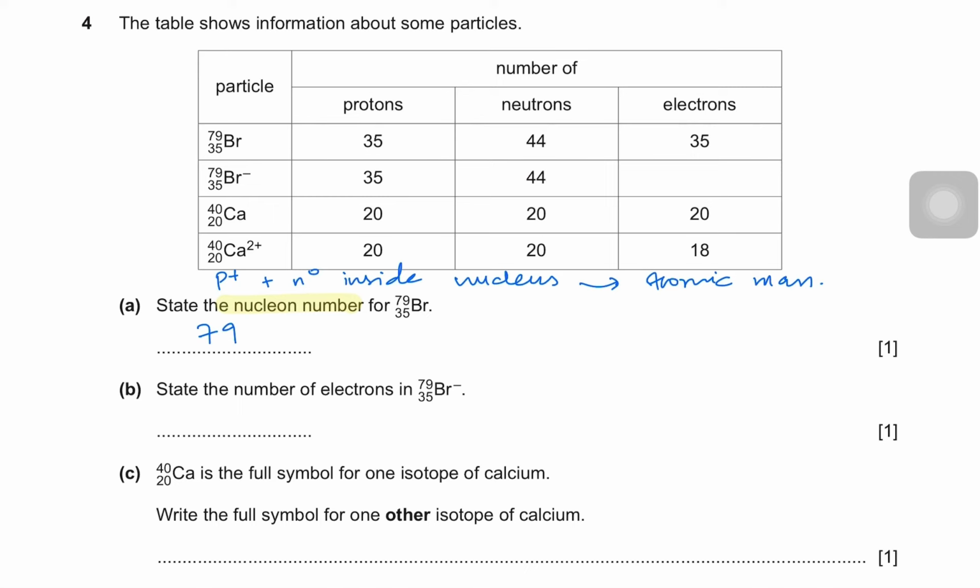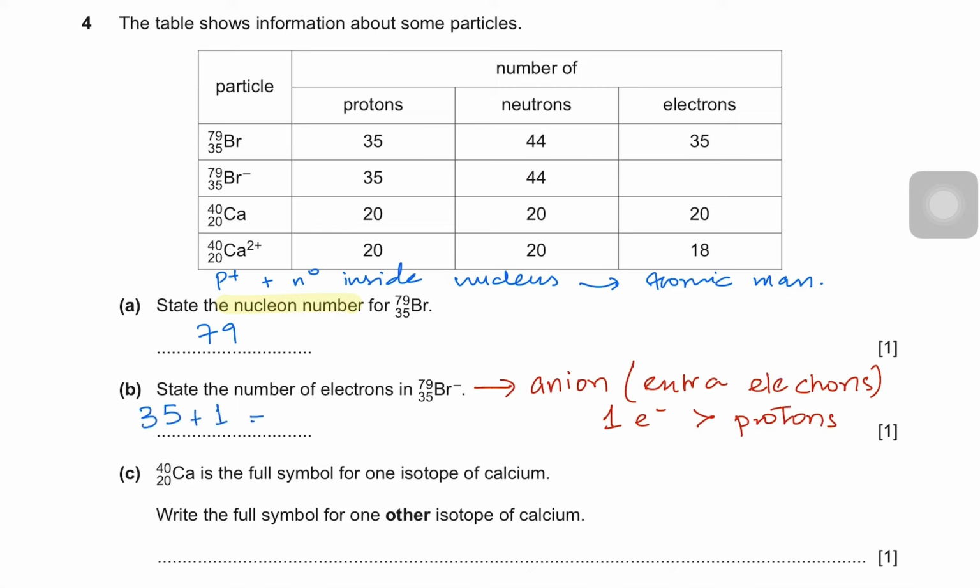State the number of electrons in bromide 35 79. It is anion. Anion means extra electrons. How many extra? So it has one electron more than protons because it has a -1 charge. So you will write 35 plus 1 is equals to 36. It has 36 electrons on it right now.